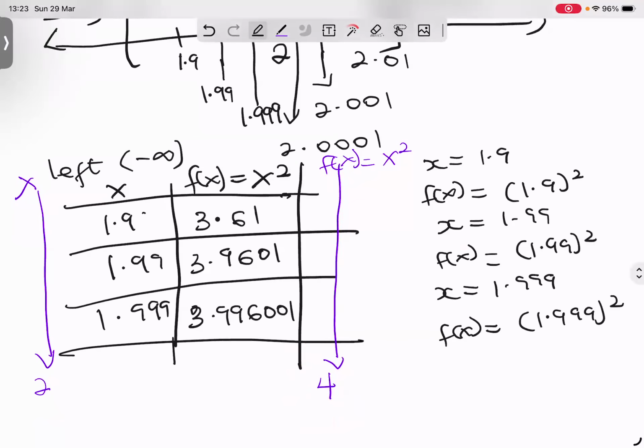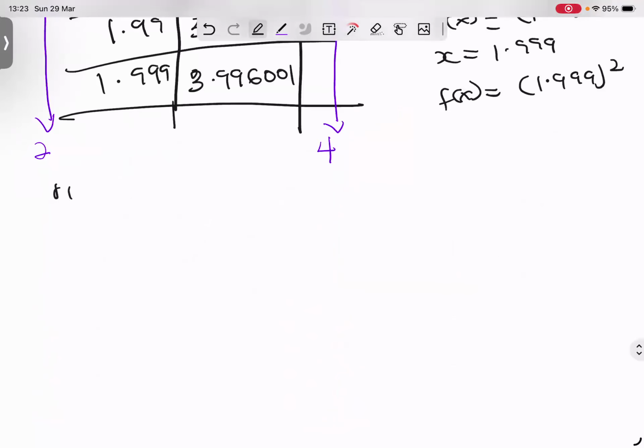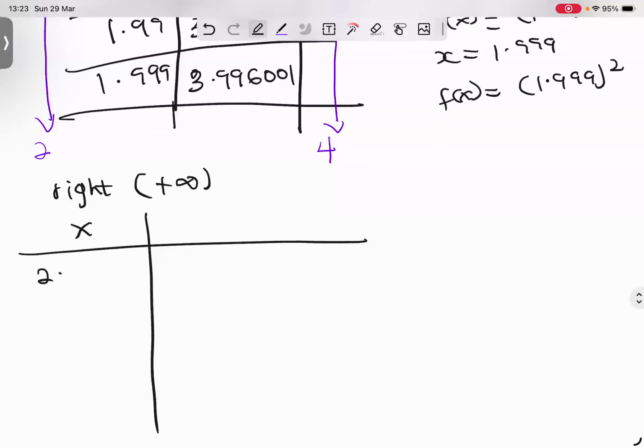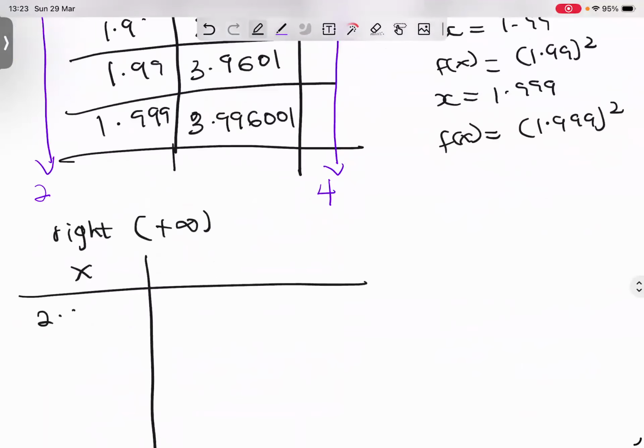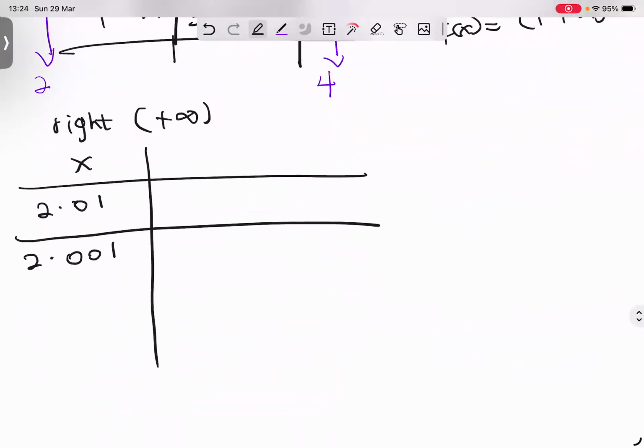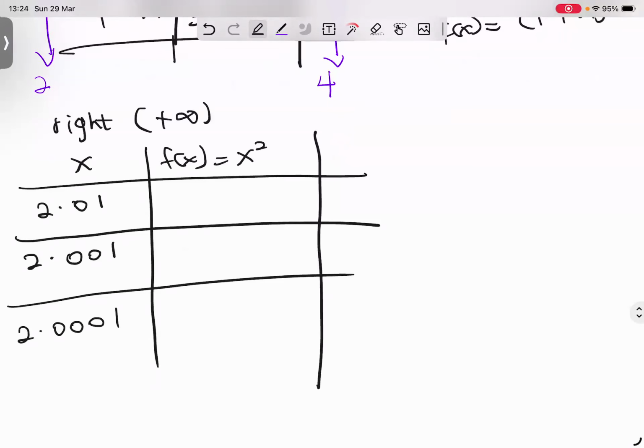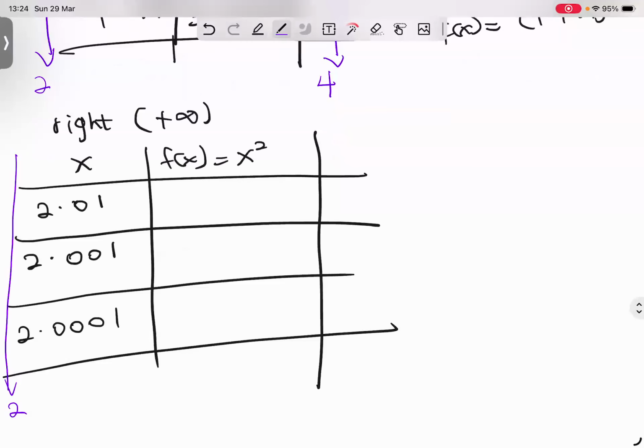All right, so we have 4 for the left-hand side. For the right-hand side, which is the positive infinity direction, some of the values of x that we picked were 2.01, 2.001, and 2.0001. Once again, we are going to evaluate f of x using these numbers. So here, x is also approaching 2 from the right-hand side. If the answers are the same, then 4 becomes the limit of the function.